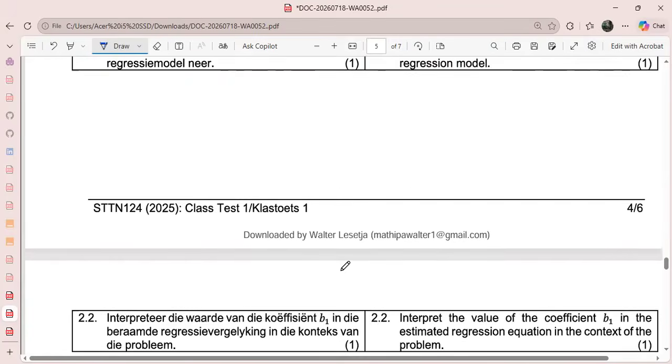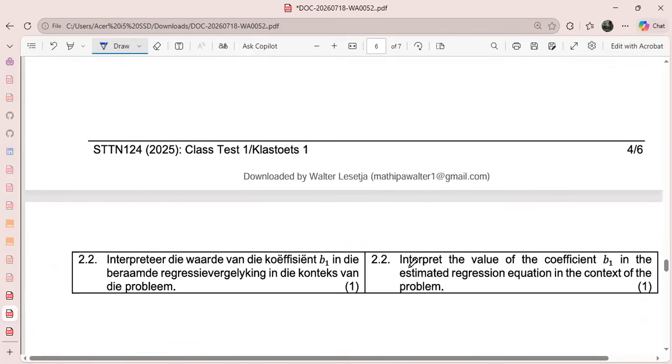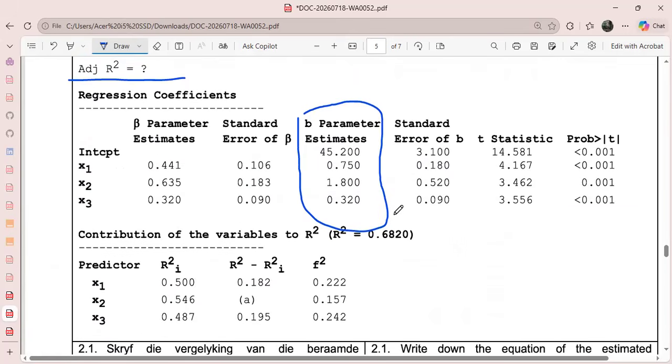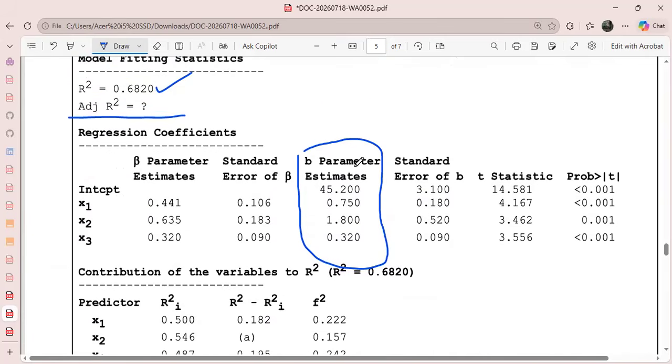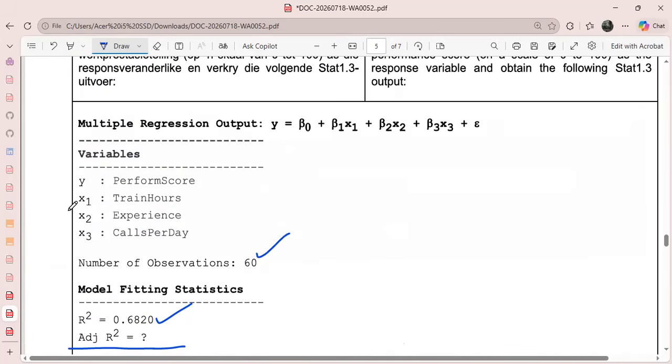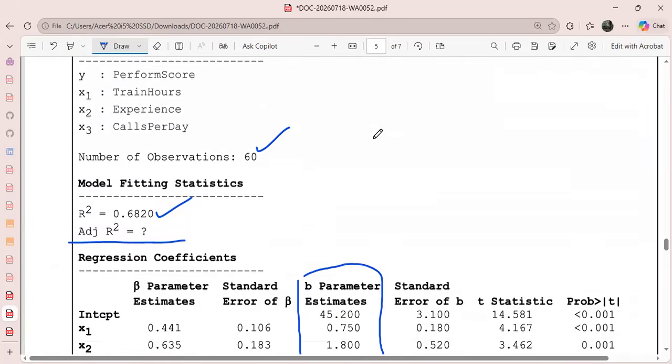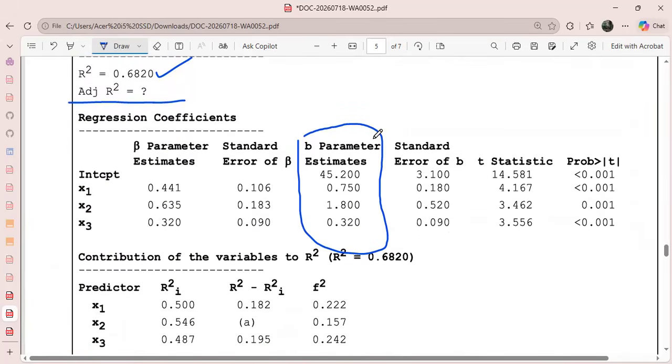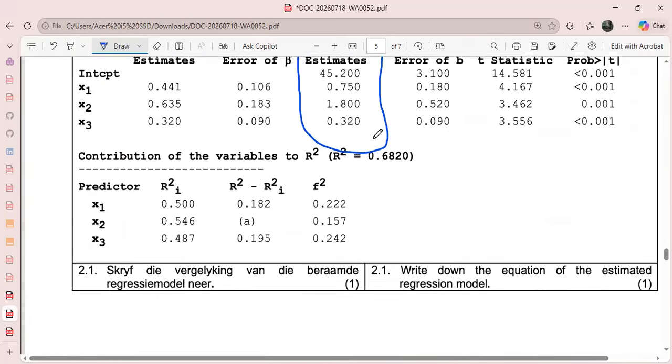And then you interpret the value of b1. What is the value of b1? 0.750, which is the one for x1. x1 represents the training hours. Then you're going to tell them that for the value of 0.75, as the training hours increase, there will be an increase, because that number is positive. That's how you're going to interpret that value.